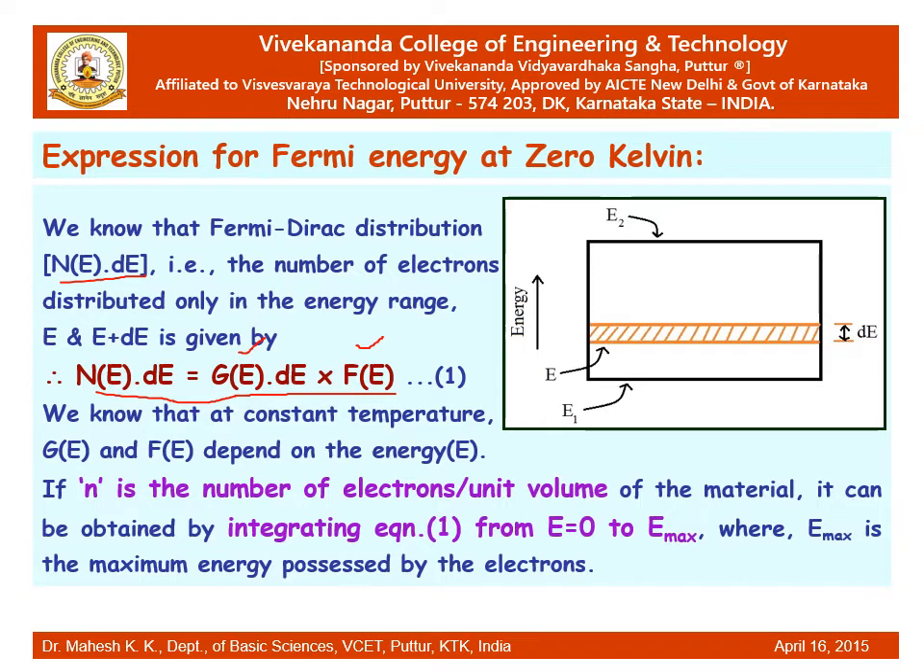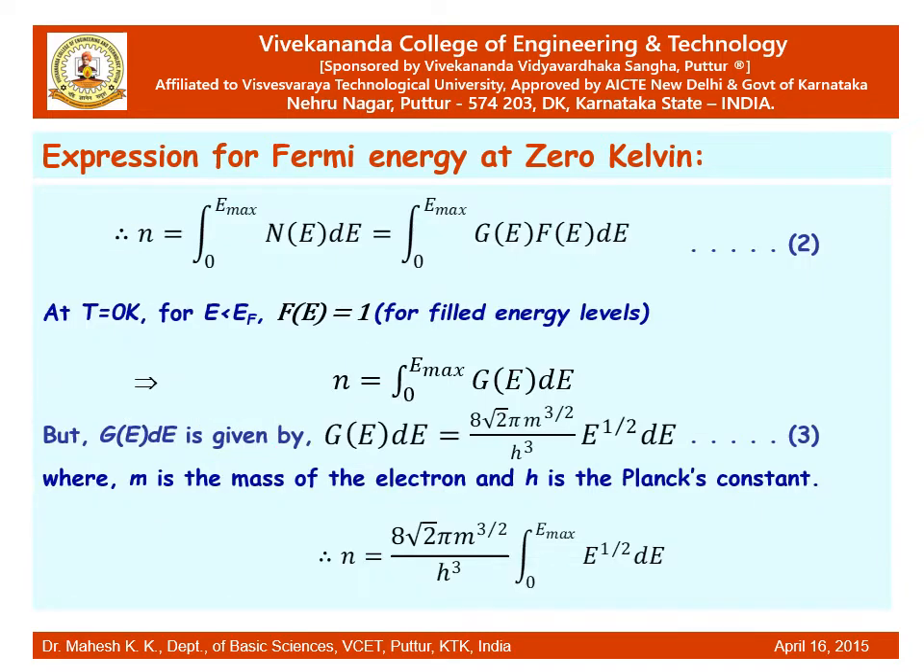If n is the number of electrons per unit volume of the material, it can be obtained by integrating equation 1 from E equal to 0 to E max, where E max is the maximum energy possessed by the electron. Therefore, n is equal to the integration from 0 to E max of n of E dE, which is equal to the integration from 0 to E max of g of E F of E dE. Let it be equation 2.